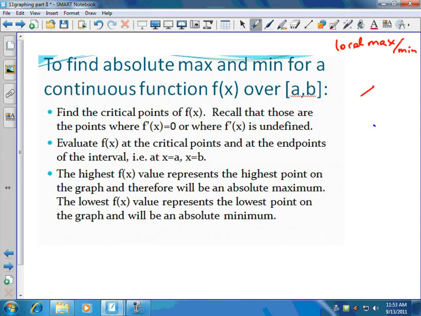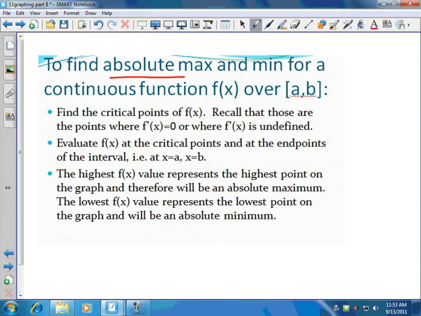And, you know, we do a sign chart. If you have a situation like this, you have a maximum, right? If you have a situation like this, at this point, you have a minimum. But this is asking more than a local max and min. In this subtopic, we're looking at an absolute max and min.